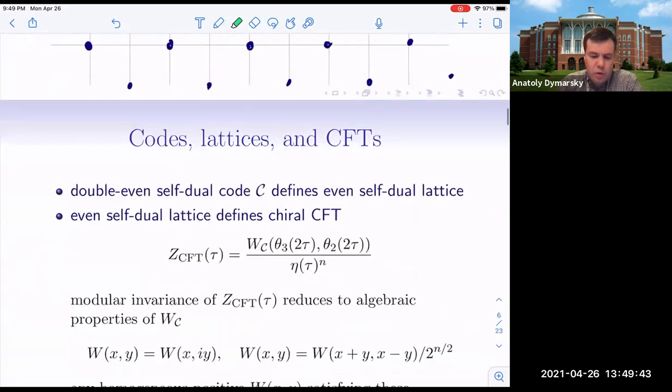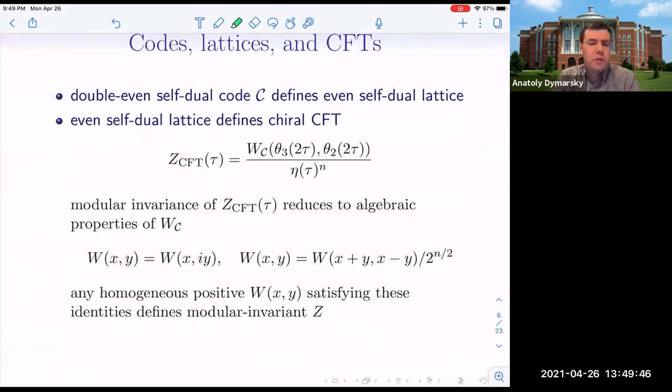So at this point, we are ready to connect codes to CFTs. If we have a lattice of a special kind, we know that we can define a CFT. So if we take a code which is self-dual and double even, and we define the lattice the way I explained on the previous slide, the resulting lattice will be an even self-dual Euclidean lattice in dimension R^n. Those kinds of lattices can be used to define chiral CFTs. And then you can easily calculate the partition function of that chiral CFT. Essentially, it's the theta series of the corresponding lattice divided by the Dedekind eta function.